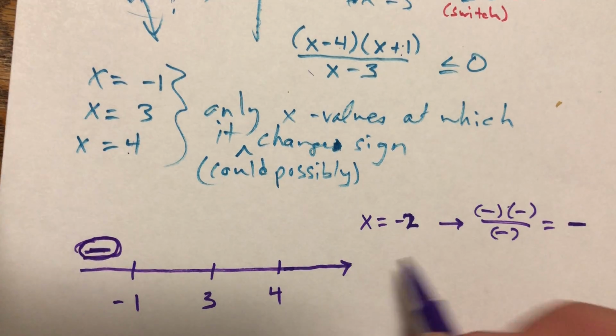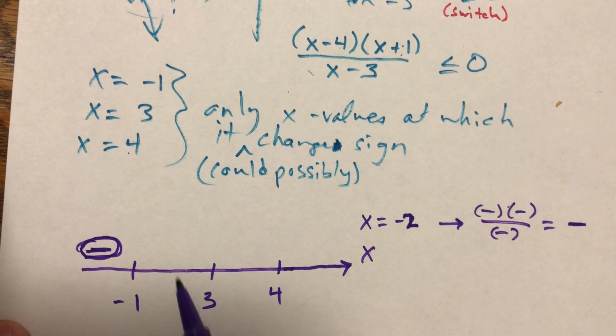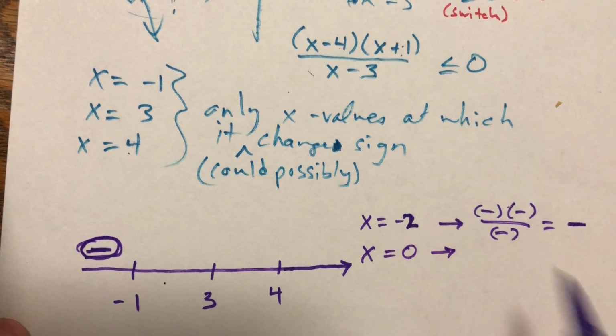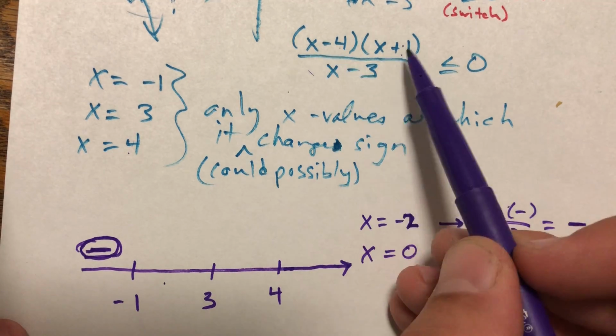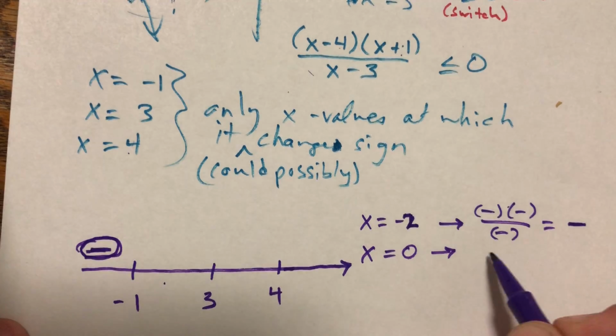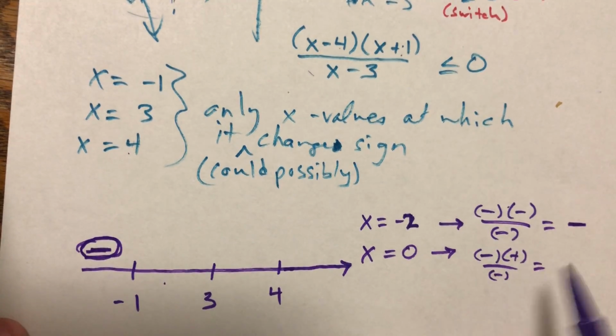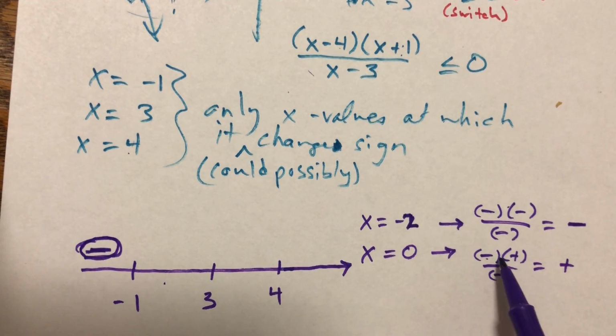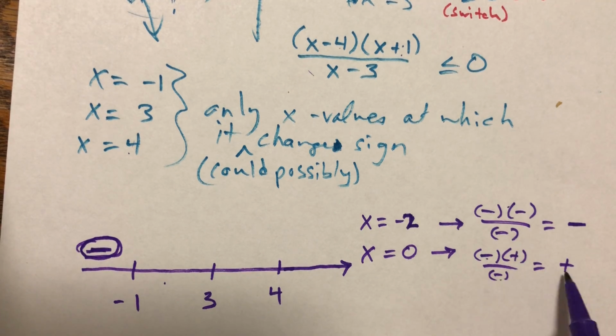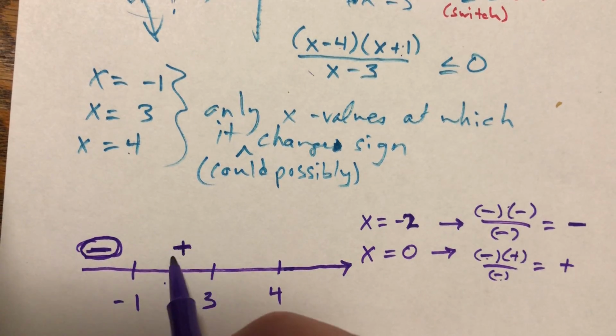All right, so we can do another test value here. X equal, probably pick something in here. The easiest thing to pick would be 0. So if we pick 0, we would have a negative, we would have a positive, we would have a negative. So that result would be positive, right? Negative times positive is negative, divided by a negative would make it positive. So everything here is positive.